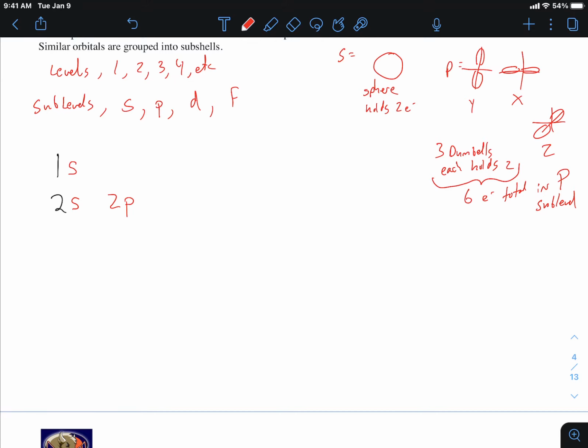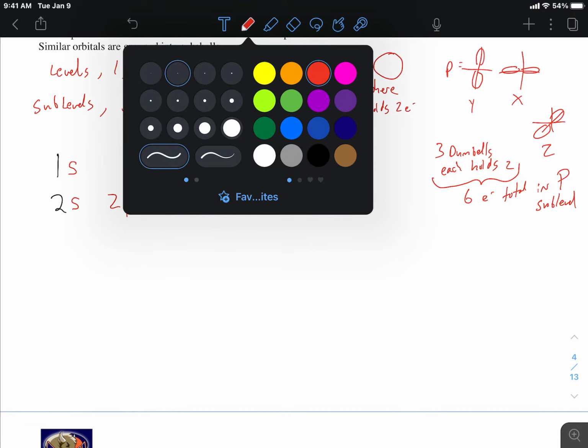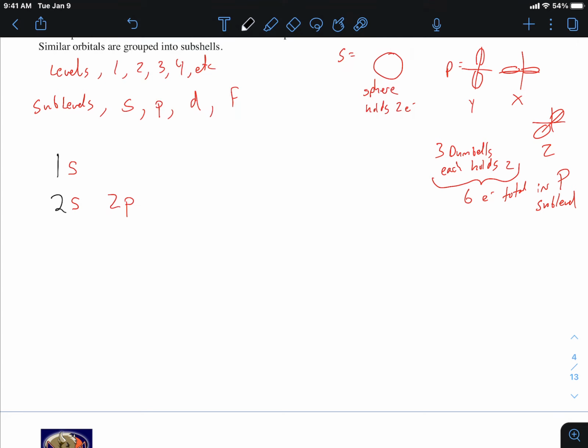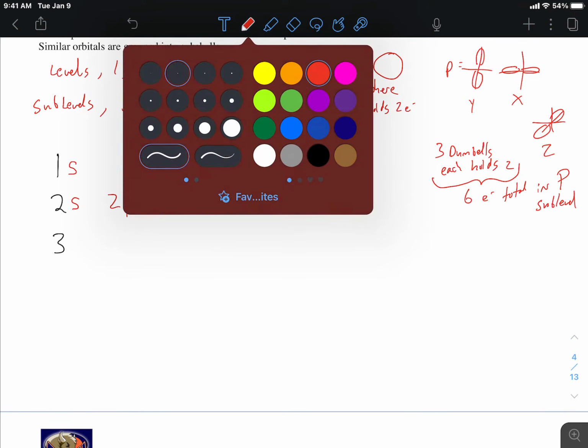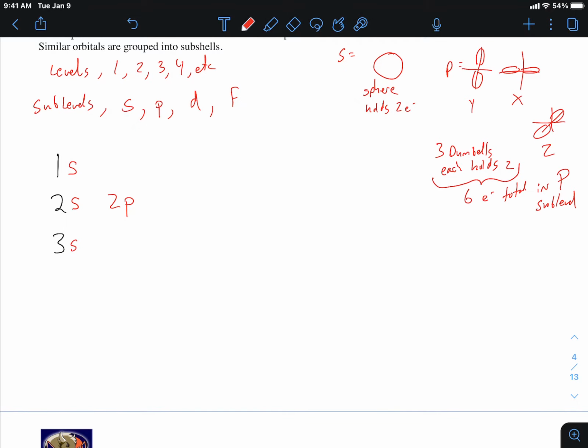So that's the second energy level. The total number of electrons that can be held in the second energy level is 8. 2 from the S, 6 from the P. In the third energy level, there is the S, there's a P, and there's a new one called D.